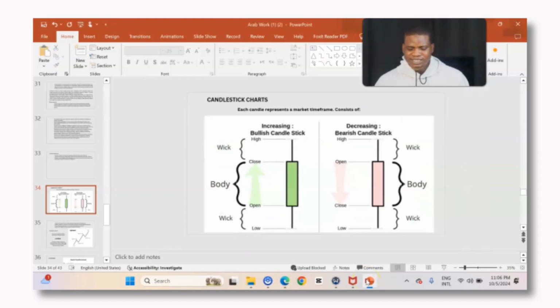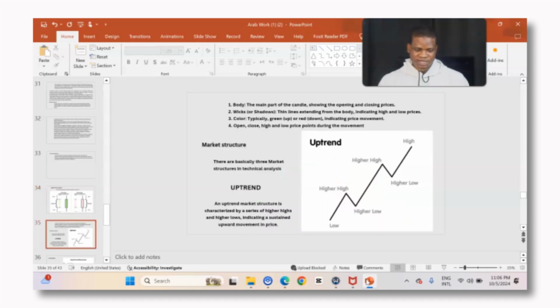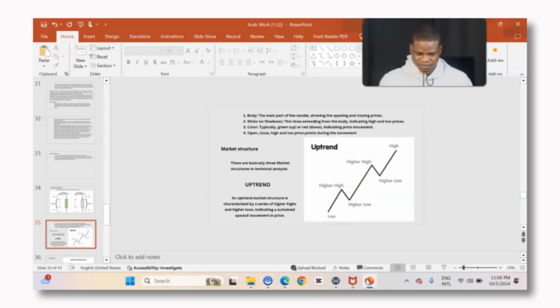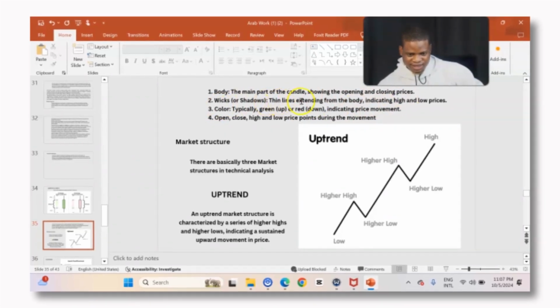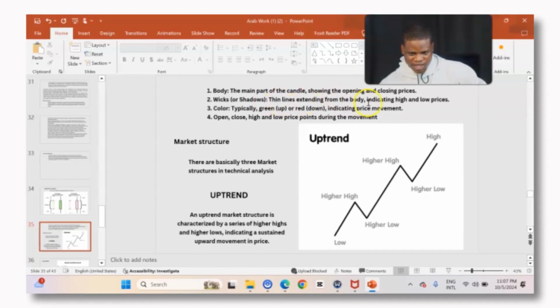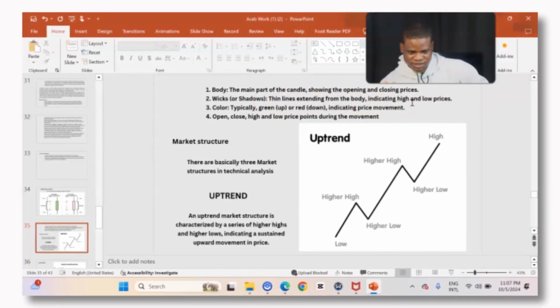So your charts consist of candlesticks. Every chart you want to analyze as a technical analyst consists of candlesticks, but you can't analyze a chart without understanding what a candlestick is in the first place. So now, body. A candlestick consists of a body, which is the main part of the candle, showing the opening and the closing price. Wicks or shadows are thin lines extending from the body indicating high and low prices.